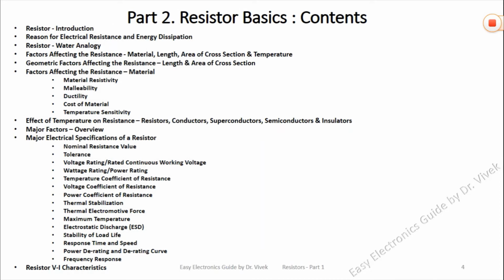The topics for discussion in part 2 are introduction to resistors, reason for electrical resistance and energy dissipation, the water analogy of resistor, factors affecting the resistance, geometric factors affecting the resistance, material factors affecting the resistance, effect of temperature on resistance, major electrical specifications of a resistor, and resistor VA characteristics.